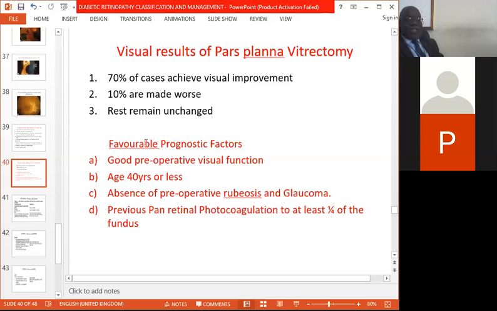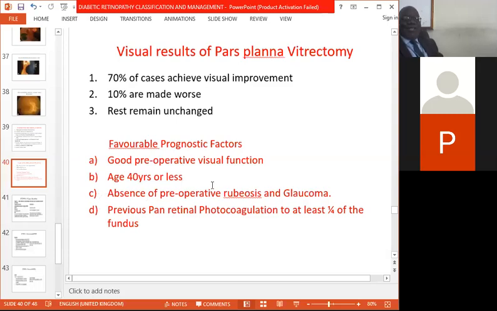Favorable prognostic factors are a good preoperative visual function. If they've got good vision before the operation, they've got a good chance of coming out nicely. Age of 40 years or less, not people like Dr. Mumbawa, almost retirees or over 100 years now. The chances are poor.